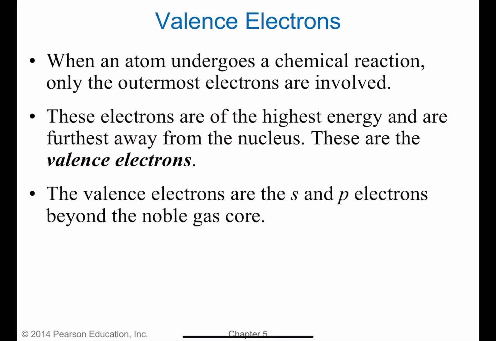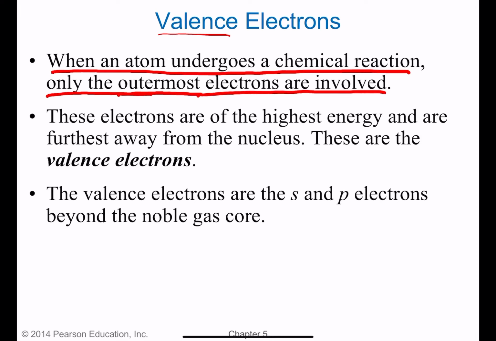So I think I said the term valence. I may have thrown that word around, so let's actually define it. Valence electrons refers to outermost electrons, and valence electrons are interesting because those are the electrons that participate in chemical reactions. So when an atom undergoes a chemical reaction, only those outermost valence electrons are involved.